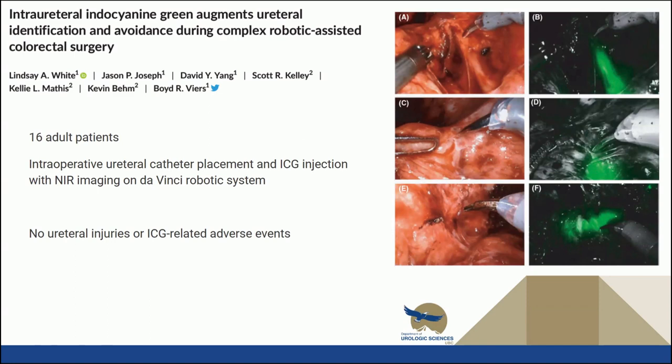There was a study by White et al. It was a small cohort looking at intraureteral indocyanine green, and it's used in ureteral identification and avoidance during robotic-assisted colorectal surgeries. In this cohort of 16 patients, there were no ureteral injuries or adverse events that were detected. And this is done with intraluminal ICG injection here.